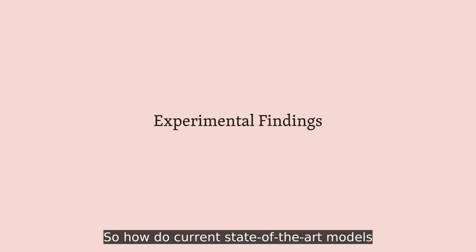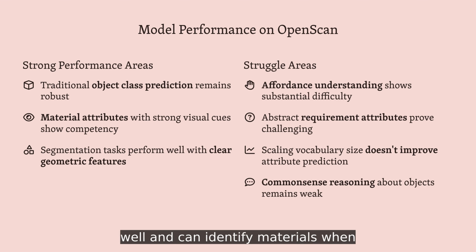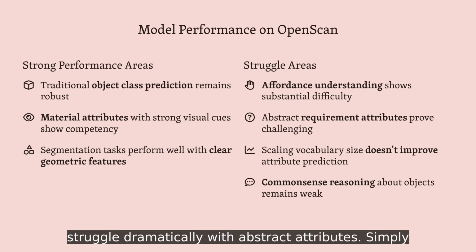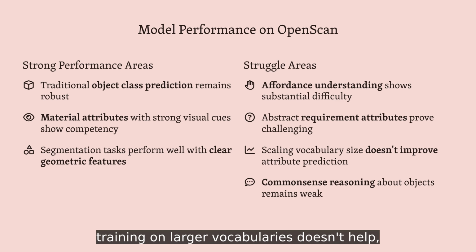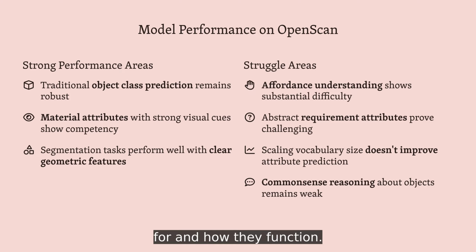So how do current state-of-the-art models perform on this more comprehensive benchmark? The evaluation reveals a striking dichotomy. Models like OpenMask3D handle traditional tasks well and can identify materials when visual cues are obvious, but they struggle dramatically with abstract attributes. Simply training on larger vocabularies doesn't help. The real challenge lies in bridging the gap between visual perception and semantic understanding of what objects are for and how they function.